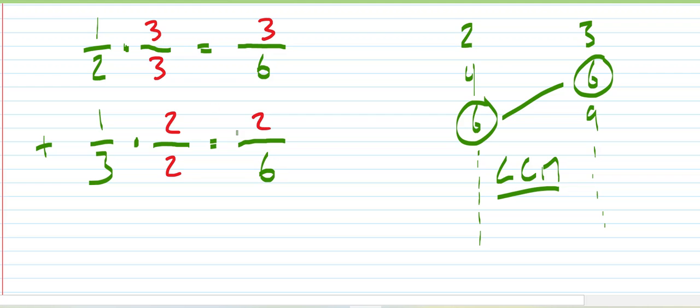Now that we have the common denominator, which is the least common multiple, and the new numerators, we can then add those two fractions together, and we simply take the numerators, 3 plus 2 is 5, and we put it over the denominator. And that is how you add two fractions. Let's just try one more example here.